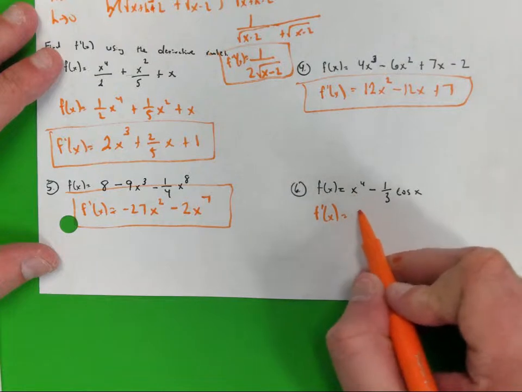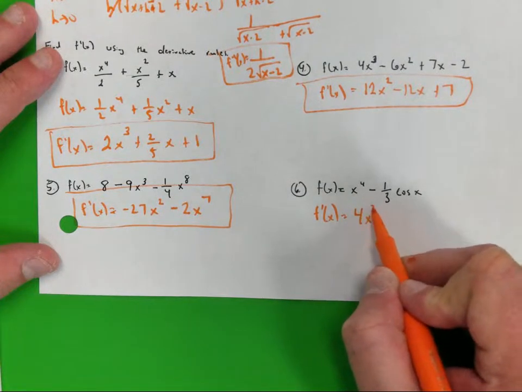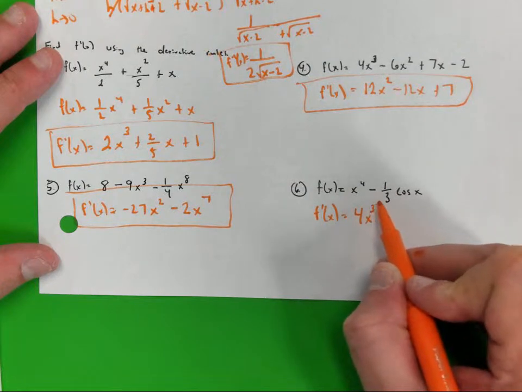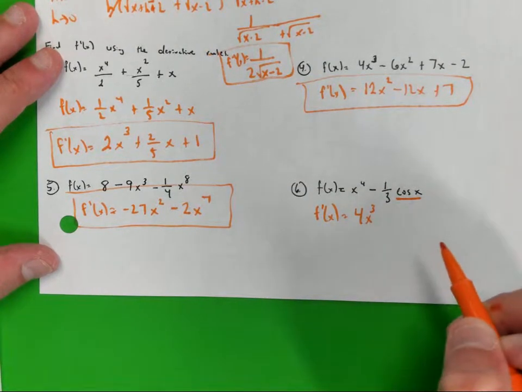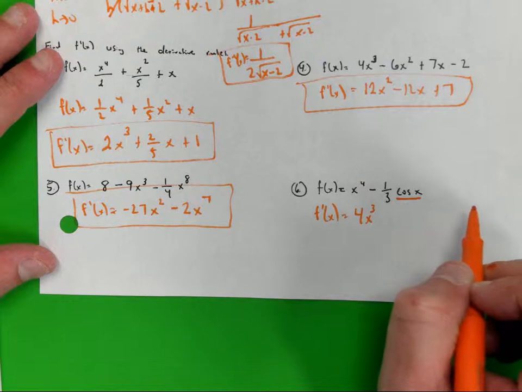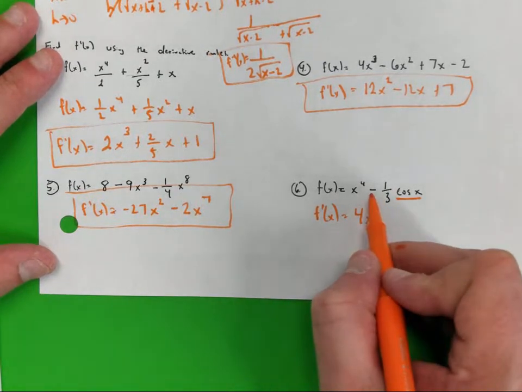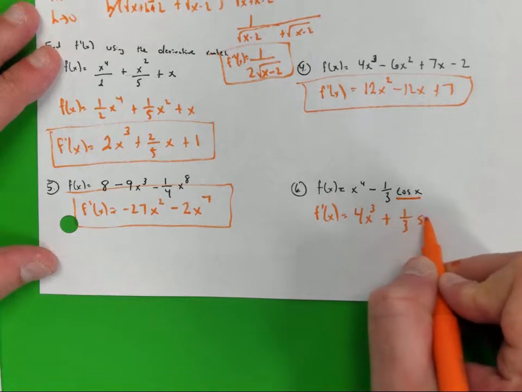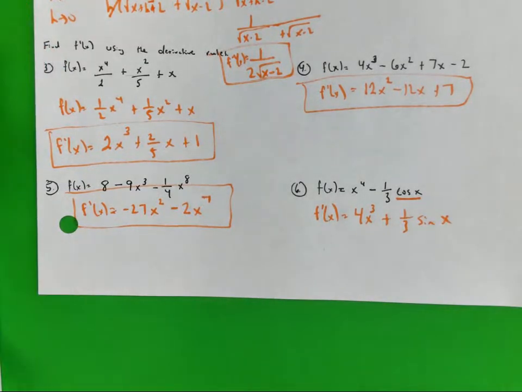What was the derivative of the first one? 4x what? Cubed. Okay, this is one term here. We're not going to do anything with the 1/3, but we are going to do something with cosine x. What's the derivative of cosine x? Negative sine. It's already negative here, so negative and negative is going to make a what? Positive. So your derivative will be plus 1/3 sine x.